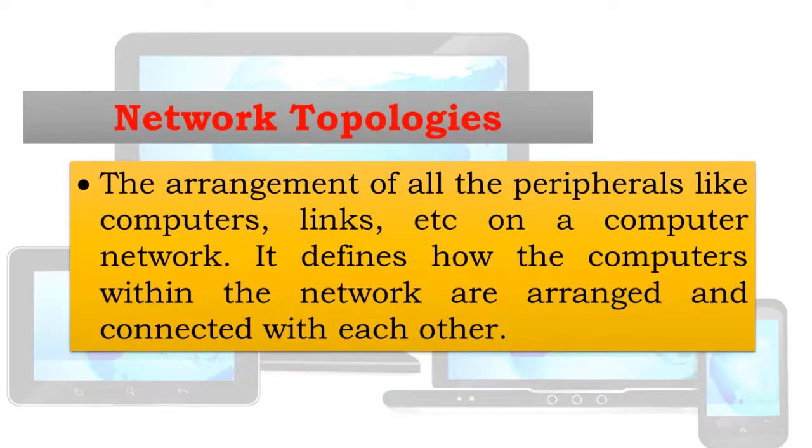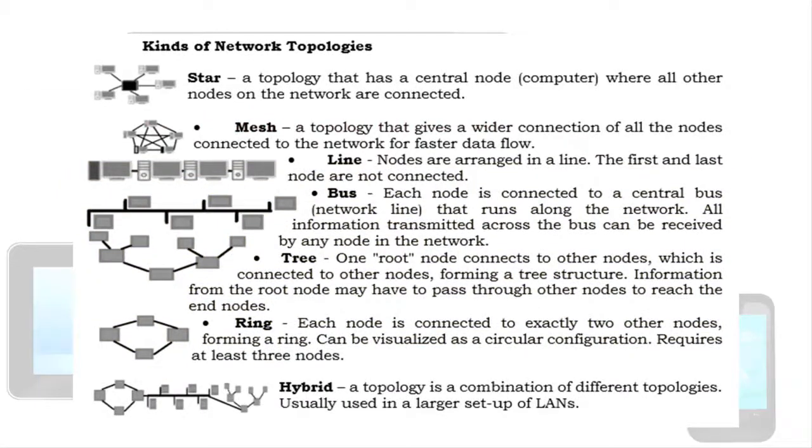The network topology is the arrangement of all the peripherals on the computers. It defines how the computers within the network are arranged and connected with each other. Here are the types or kinds of network topologies. We have the star, the mesh, the line, the bus, the tree, the ring, and the hybrid.